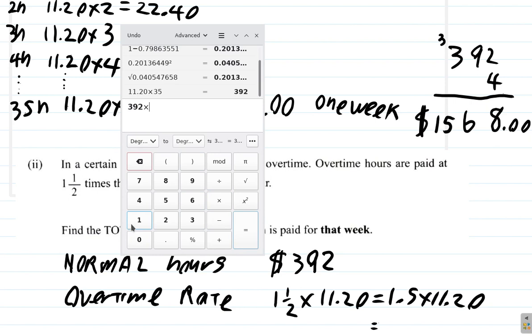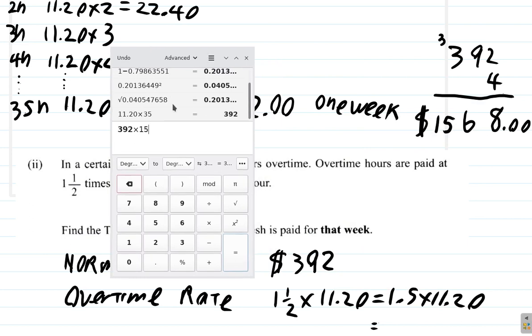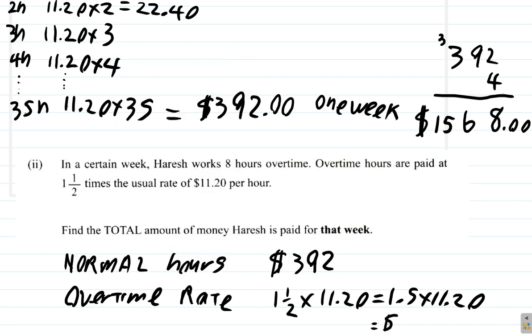So here, 392 must be multiplied by 1.5. Alright? Remember the normal, oh, not 392, sorry. $11.20 must be multiplied by 1.5. Remember, $11.20 per hour is his normal hourly pay. Multiply by 1.5, you get the overtime pay. So it's $16.80 per hour overtime rate.